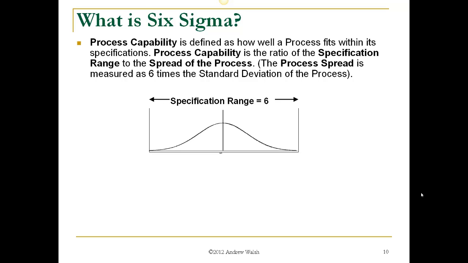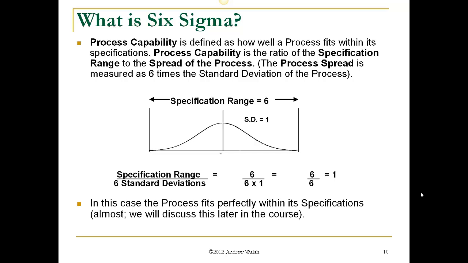So here we see a specification range of 6, and we have 1 standard deviation. So specification range times 6 standard deviations. So 6 times 6 divided by 6 times 1, 6 over 6 equals 1. So that's a perfect fit, theoretically. In this case, the process fits perfectly within the specifications, almost, and we'll discuss this a little bit later in the course.